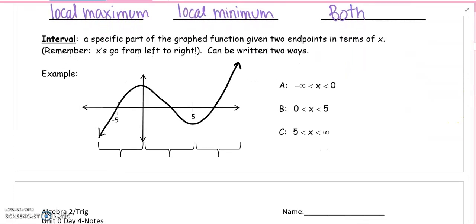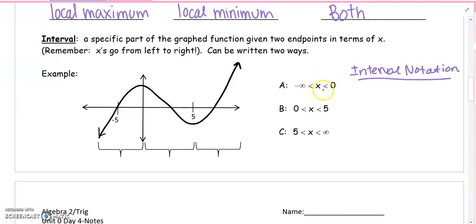Alright, the next thing is we need to be able to identify intervals of a graph. An interval is a specific part of the graph function given two endpoints in terms of x. Remember that x always goes from left to right, and we have two ways we can write it. So down here I've got one way using inequalities. The other way we can write it is interval notation. I'm not going to get into a lot of details as to what interval notation is. I'm just going to tell you what you need to know for this.